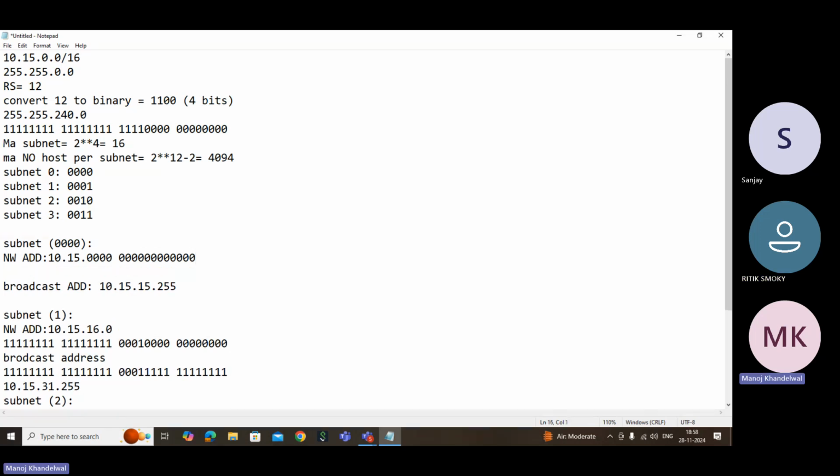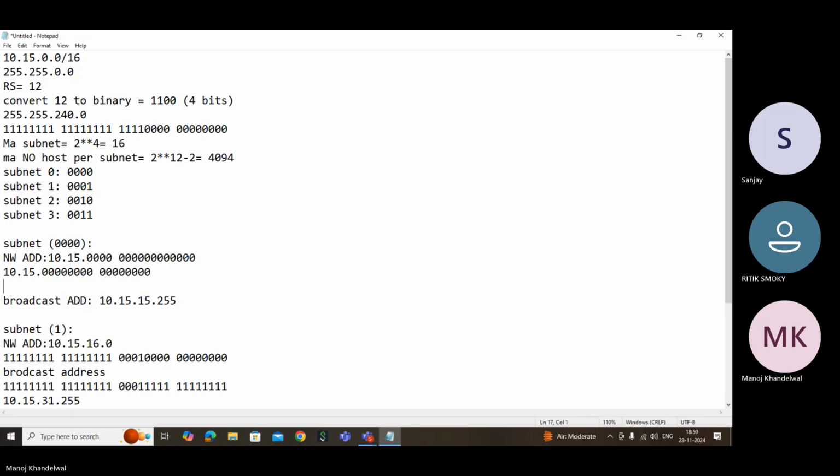So now you rearrange it, making groups of 8, 8. 4 here, 4 here, then 8. Like this it will be. So it is going to be 10.15.0.0. Correct?